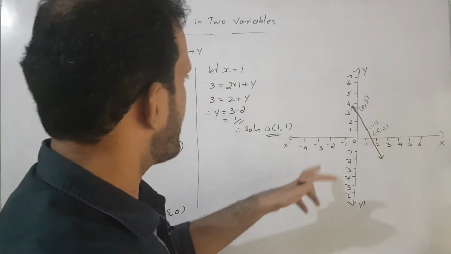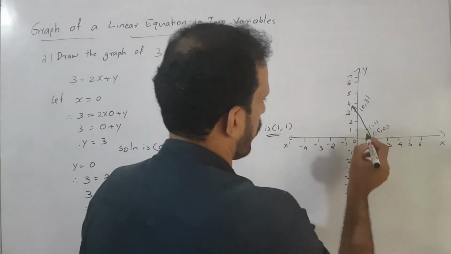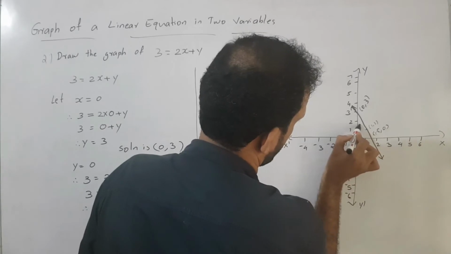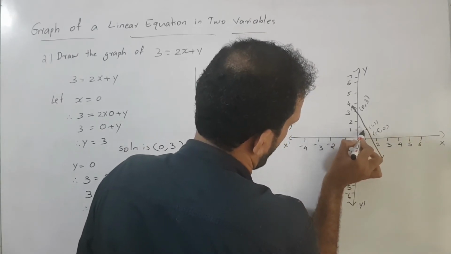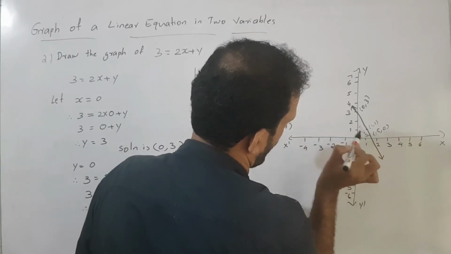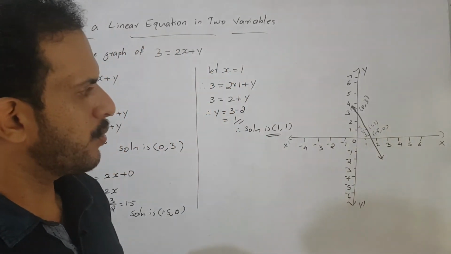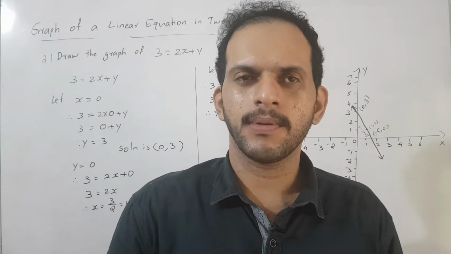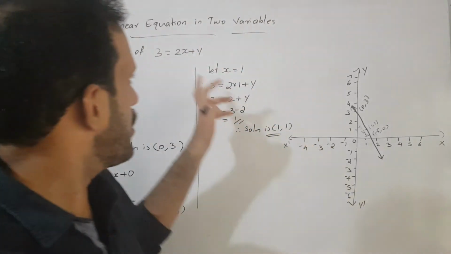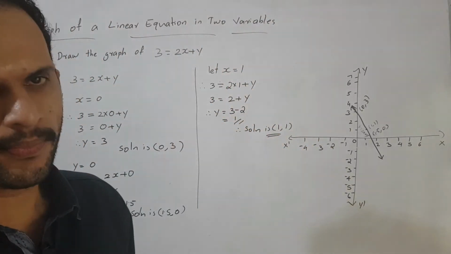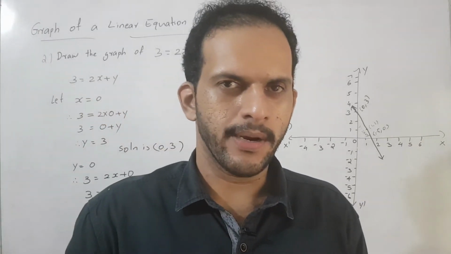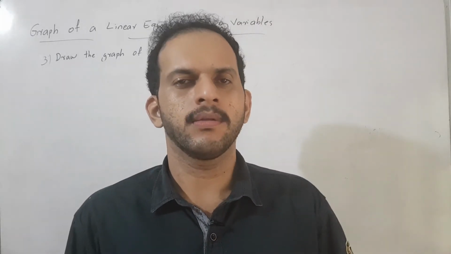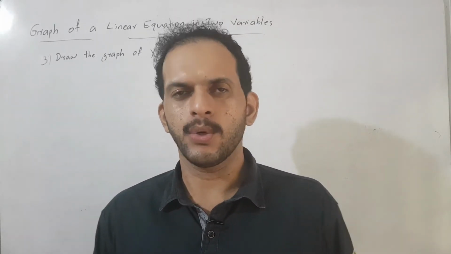Then after that we write the equation above or below the line. 3 is equal to 2x plus y. Okay, 3 is equal to 2x plus y. Then this is the graphical representation of the equation 3 is equal to 2x plus y. I think you got the idea. We are drawing the graph of one more equation.